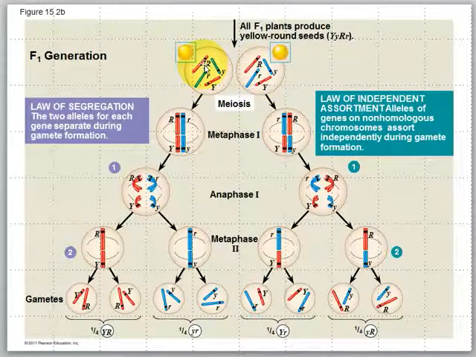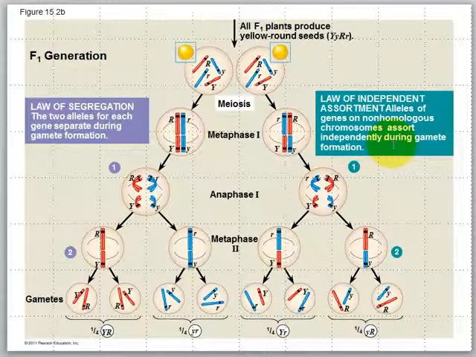Those plants are going to undergo meiosis to create their own gametes. And here's where we have our two laws. The law of segregation says the two alleles for each gene separate during gamete formation. That means the large R for round and the little r for wrinkled are going to separate and end up in different gametes. And the big Y for yellow and the small y for green are going to separate and end up in different gametes. If you follow this on down the line, sure enough, you have some gametes that have the big Y, some that have the small y, some that have the large R, some that have the small r.